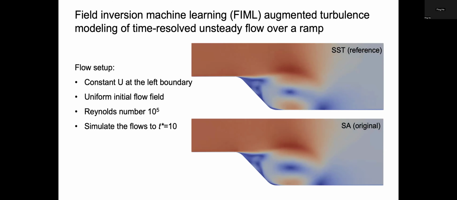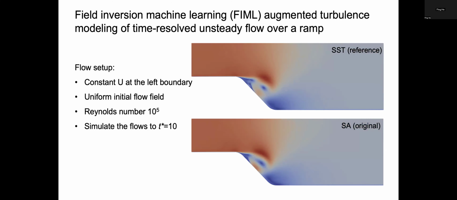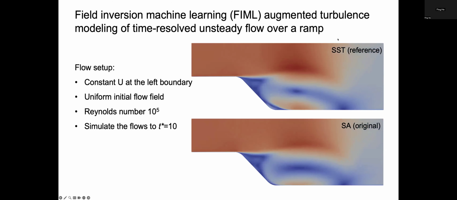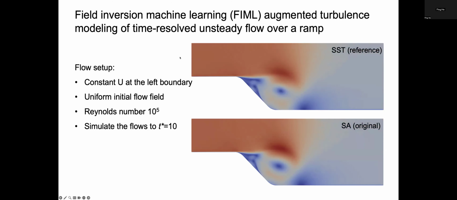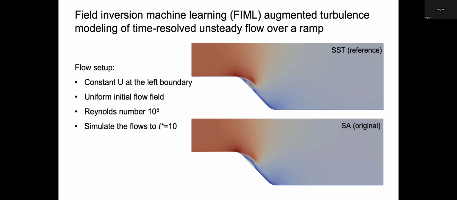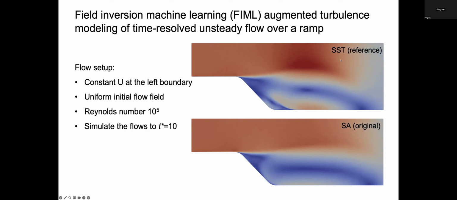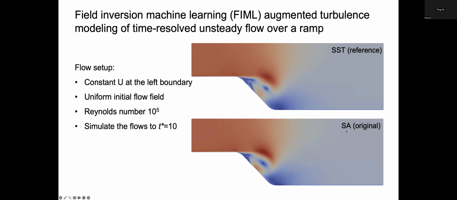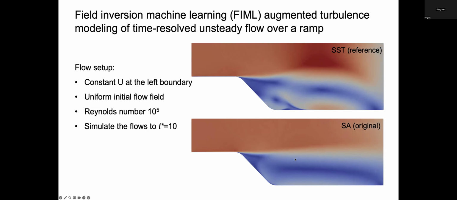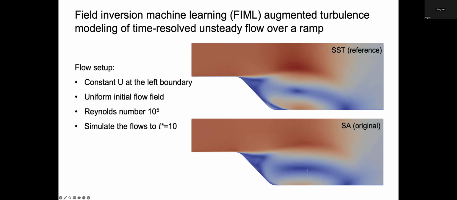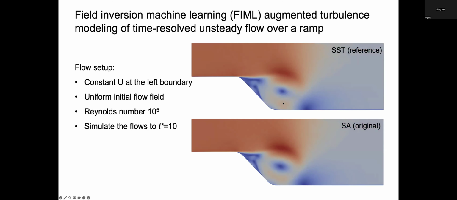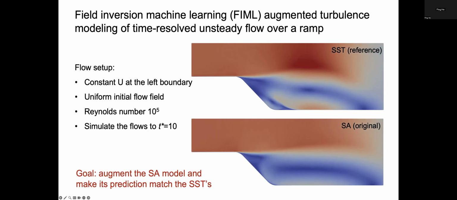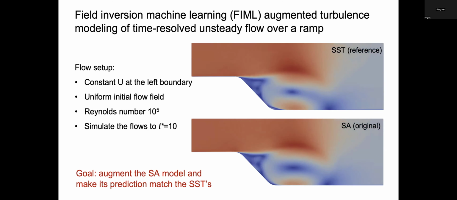But what we are trying to demonstrate here is that if we are interested not only in the final steady state, but also in the transient dynamics of this vortex, then we have to do something different. Here's a case. The top figure is the unsteady flow simulation result from the SST model. The bottom is the SA model. Obviously, in the beginning, their predictions are similar, but eventually you can see the SA predicts very different vortex dynamics and time history than the SST model. So what this FIML can do is to augment the SA model and make it match the SST model.